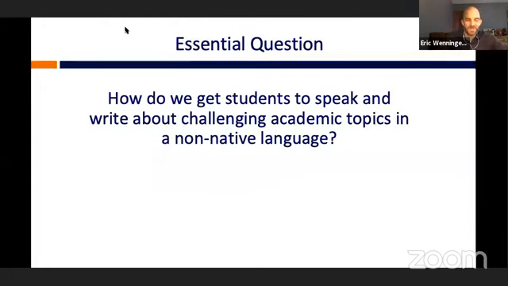All right, so what this leads us to is our essential question of the day. How do we get students to speak and write about challenging academic topics in a non-native language? So what are your thoughts, everyone? How do we do this? Yeah, everyone, what do you think? How do we get students to speak and write about challenging topics when our topics are not in their native language? The topics are in English.